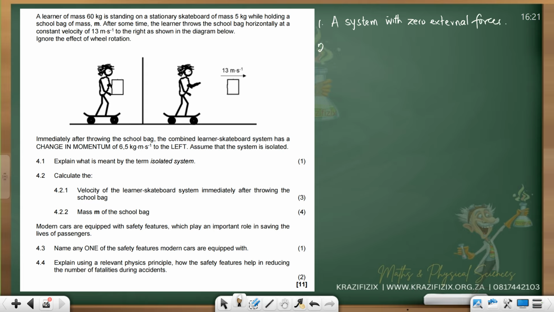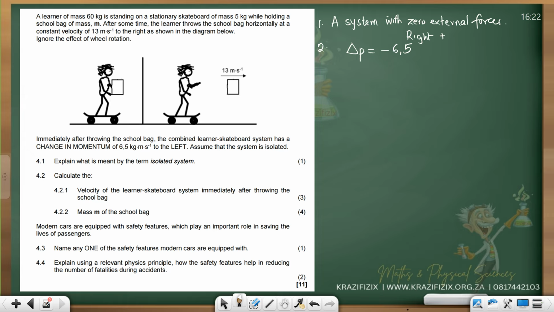Number 2, calculate the velocity of the learner and skateboard after throwing. Okay, let's see. They're talking about changing what? Momentum. What do we know? What are we looking for again? Velocity of the... Okay, what do we know? We know that the change in momentum is negative 6,5 if I choose right as positive. We're looking for the velocity. Do we have the initial velocity?